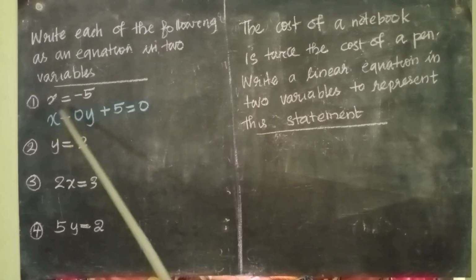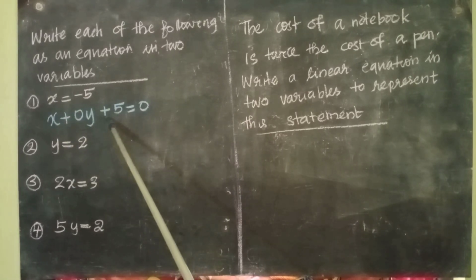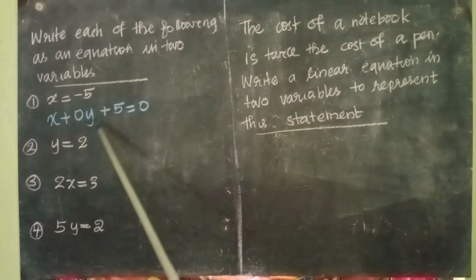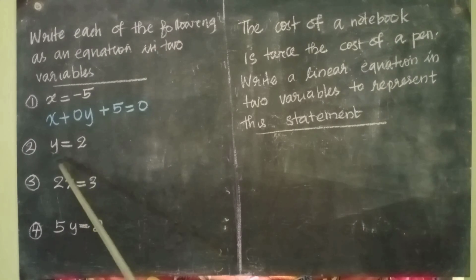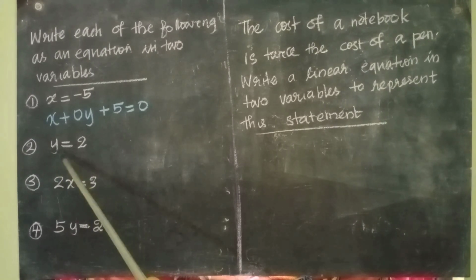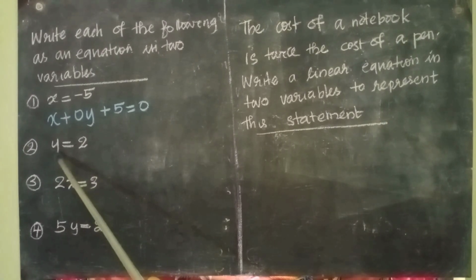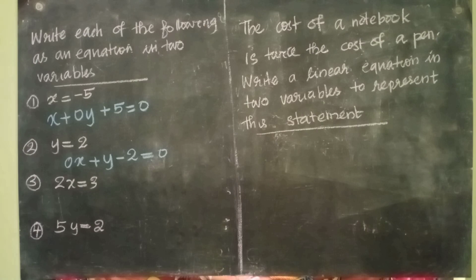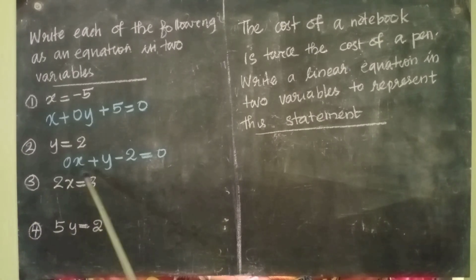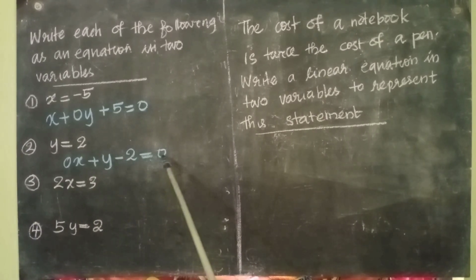This minus 5 is taken to the left side. It became plus 5. Y was missing. There we wrote plus 0y. Okay. Next question, y equal to 2. Here you can see the number with variable x is missing. So there you have to write down 0. So let us see how we can write it. We can write it as 0x plus y minus 2 equal to 0.